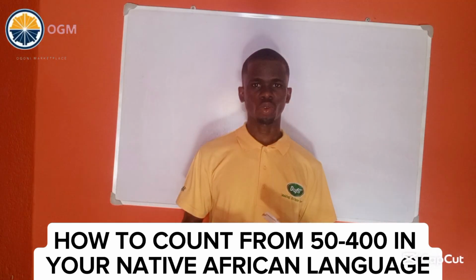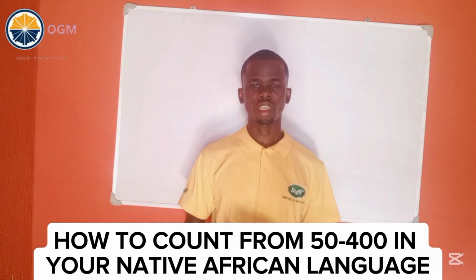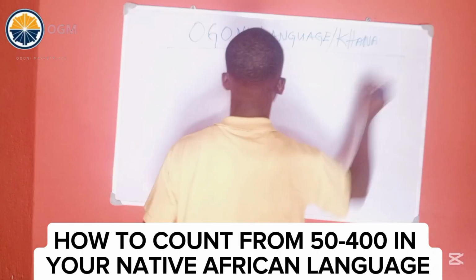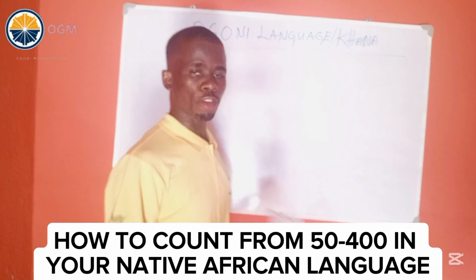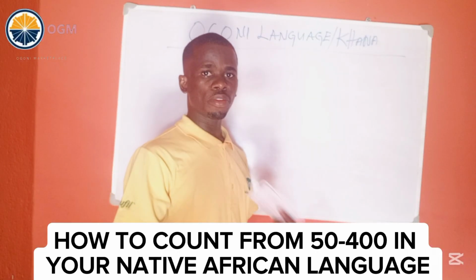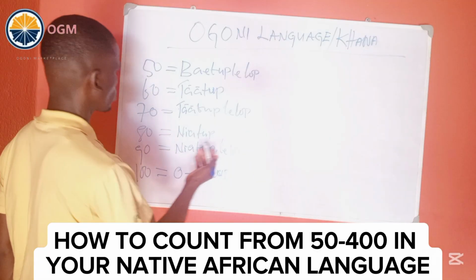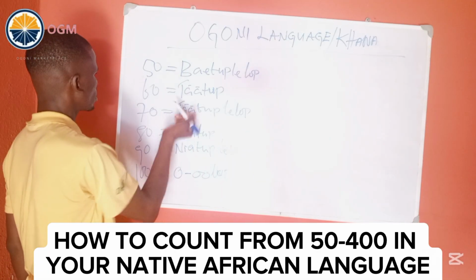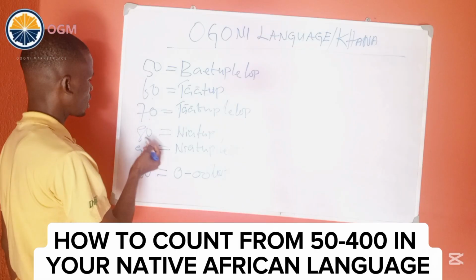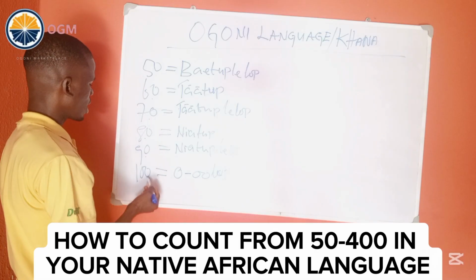In today's class, I'm going to teach you how to count from 50 to 400 in pure Khana Ogoni language. So today I'm going to teach you how to count from 50 to 400. From the illustration on the board, this is 50, 60, 70, 80, 90, and 100.